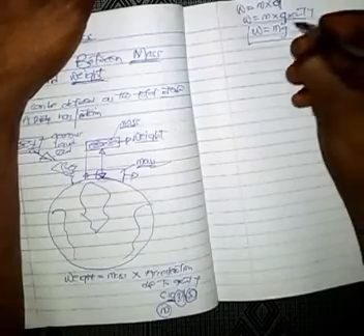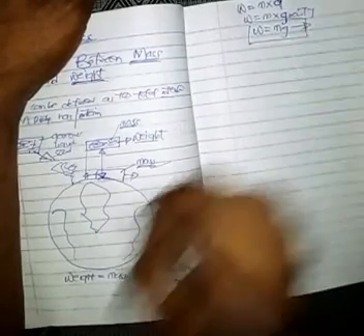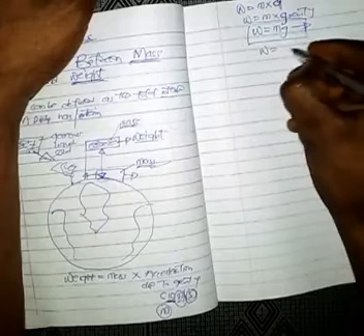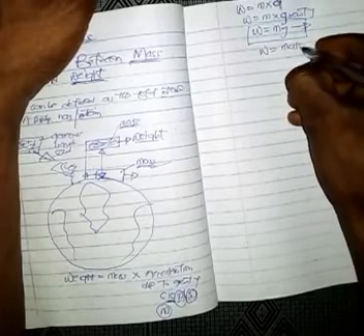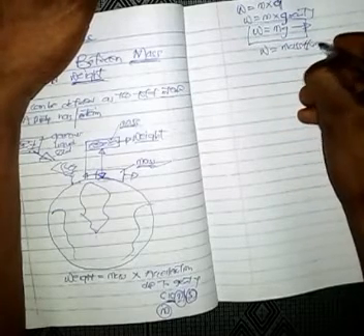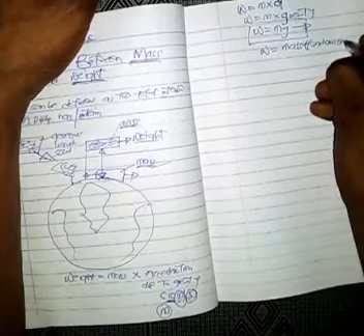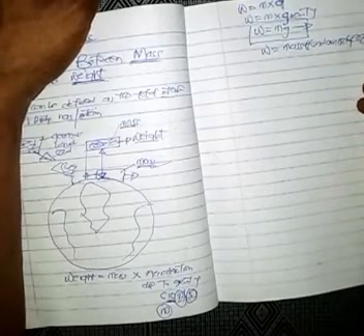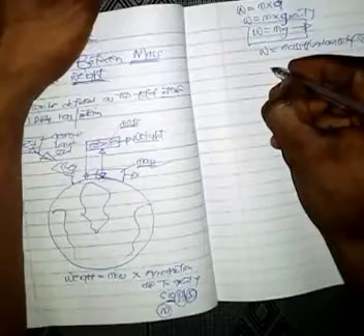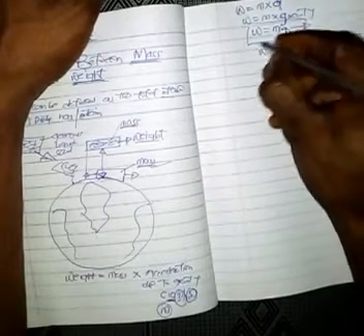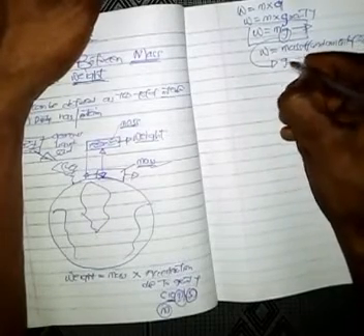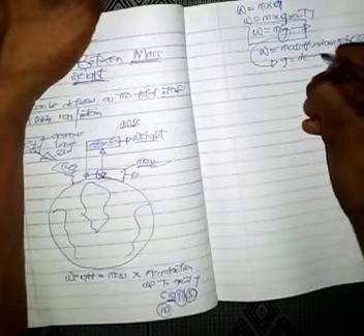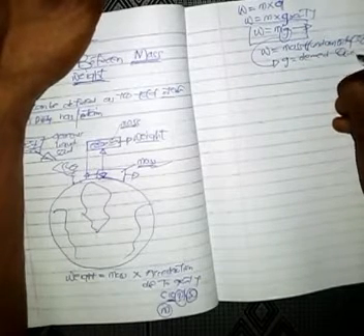So weight is simply the combination of two different things. Mass is a fundamental quantity, and this other one, g, is a derived quantity. g is a derived quantity.